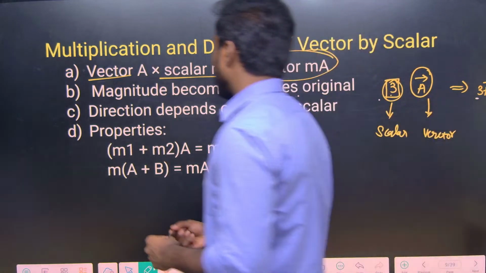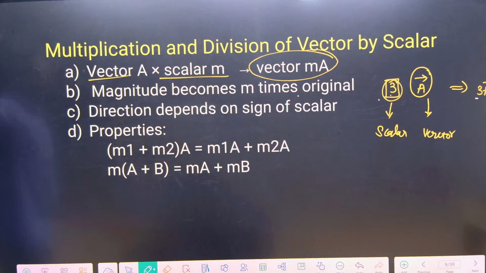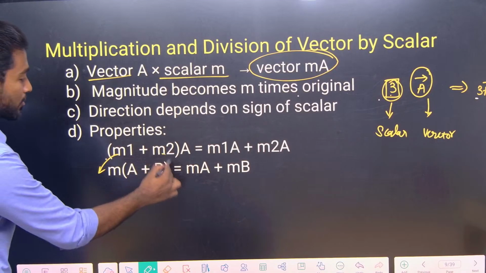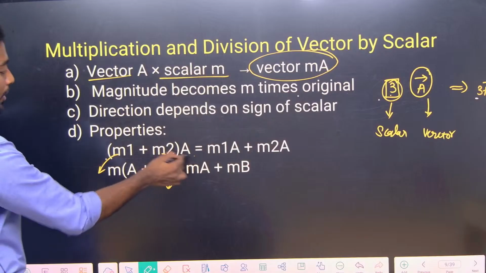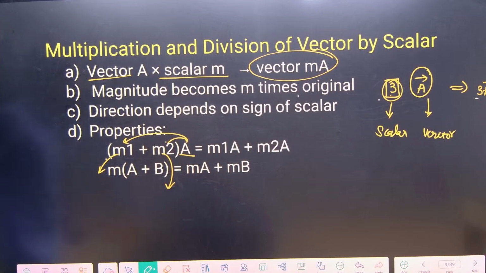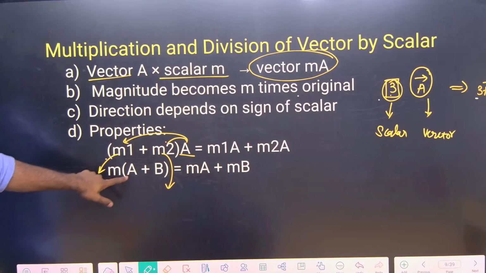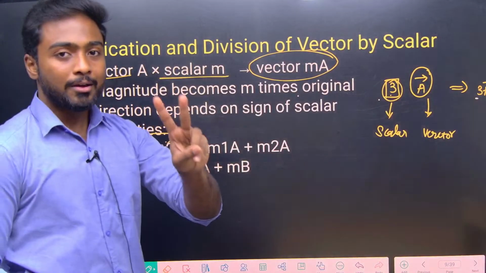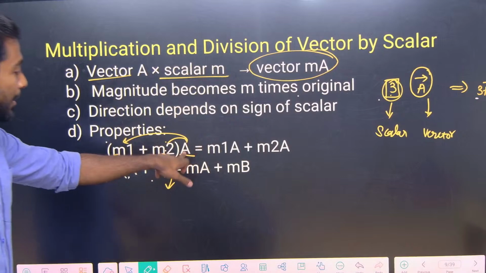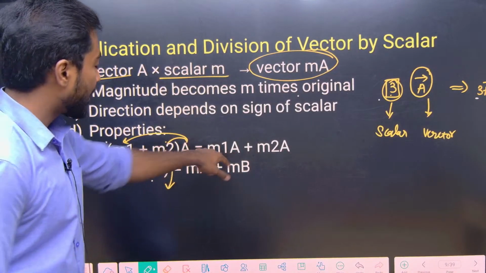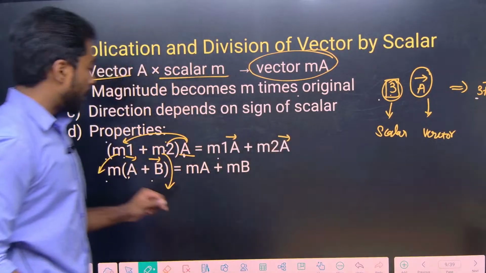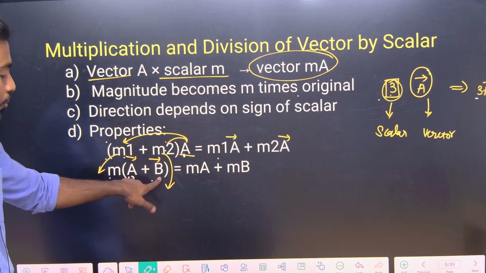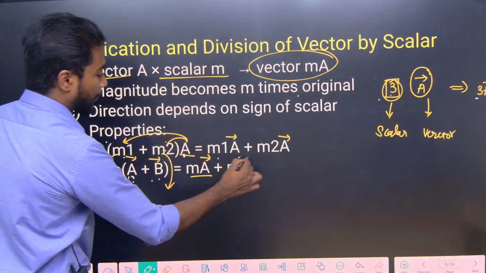Okay, we'll continue with this. So the properties of multiplication and division: m1 is the scalar 1 and m2 is the scalar 2. If I multiply with the vector, I'll get m1 and m2 times the vector. In the first one I have taken two scalars, magnitudes, and multiplied with a vector, so I got m1 a vector and m2 a vector. Now I have taken a magnitude one time, that is m, and multiplied with two vectors, a and b. So I will get m times a vector and m times b vector.